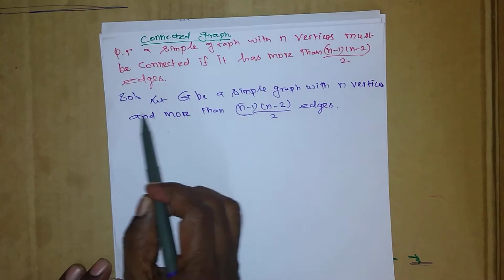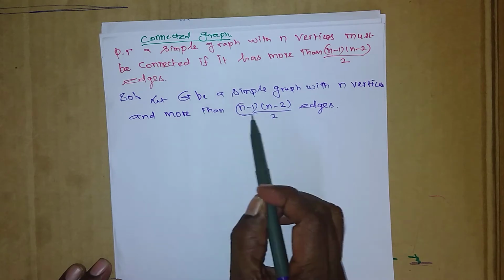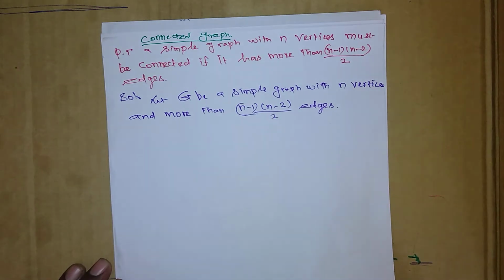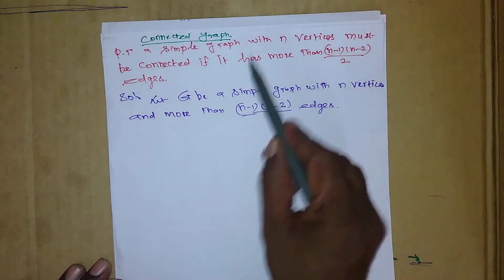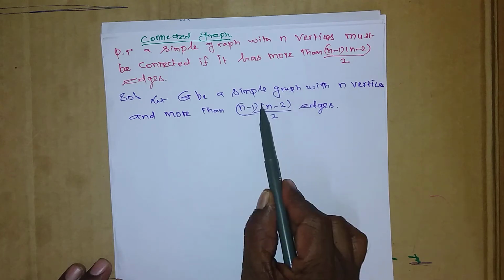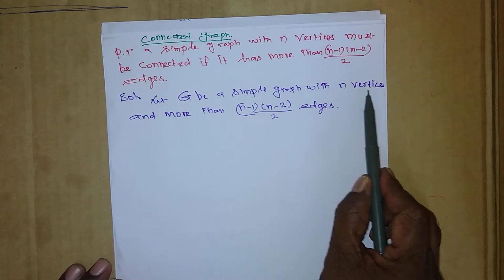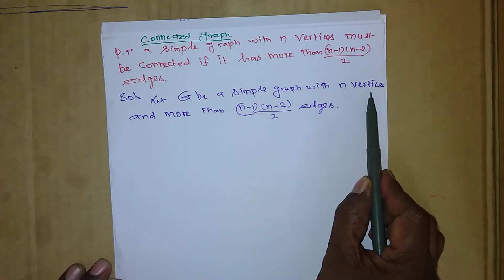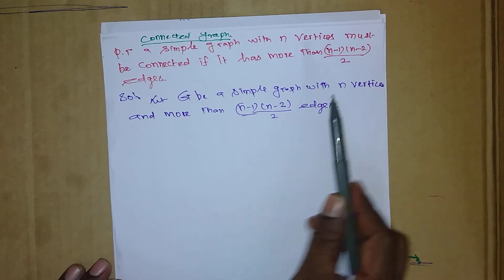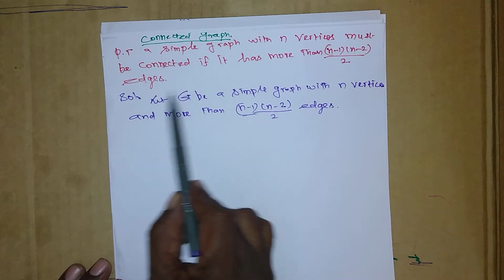For that solution, let G be a simple graph with n vertices and more than (n minus 1)(n minus 2)/2 edges. We know that this is given in the problem. A simple graph means no self loops and no parallel edges, and n vertices are there. Here this is given, and it must be connected. That is what we have to prove.